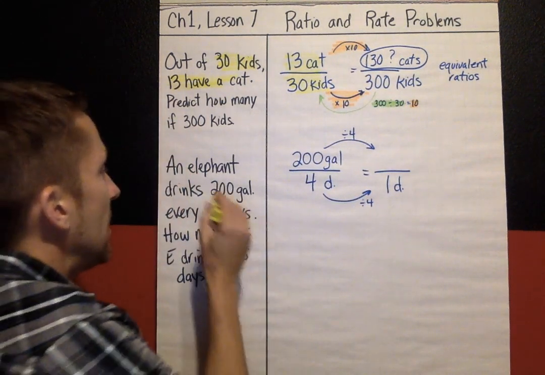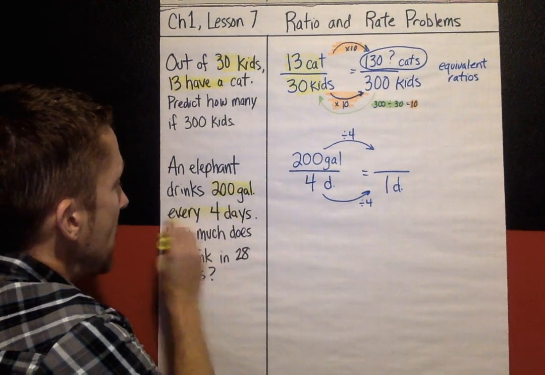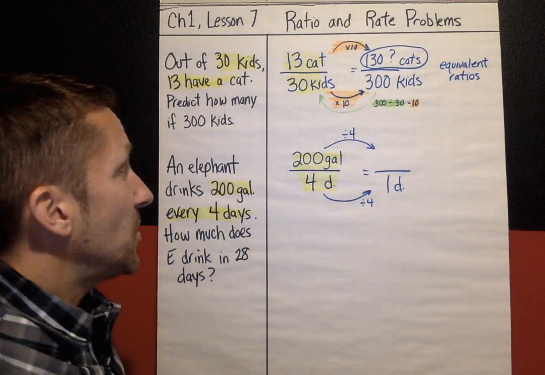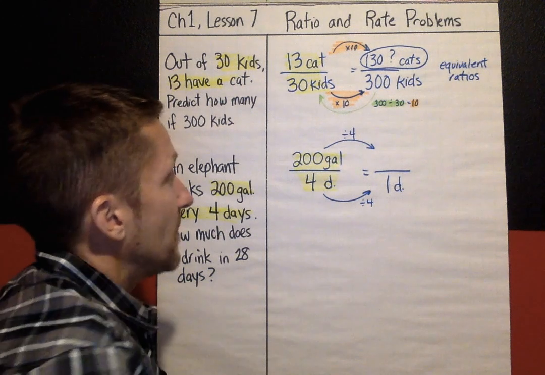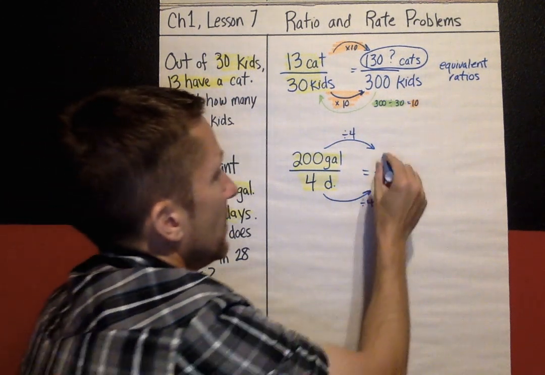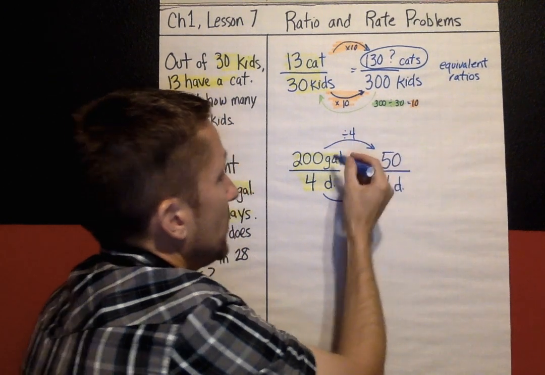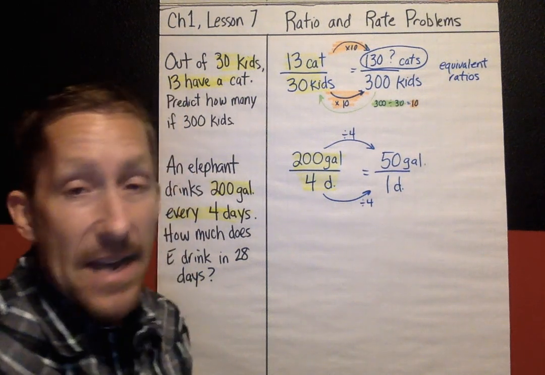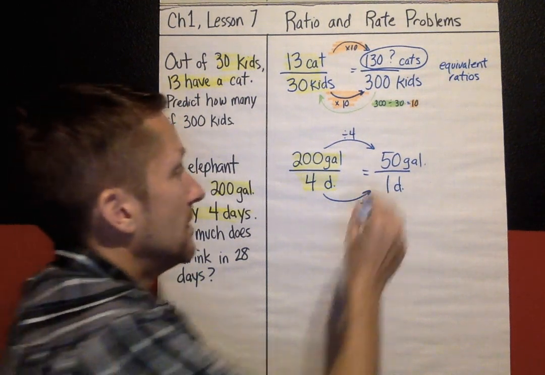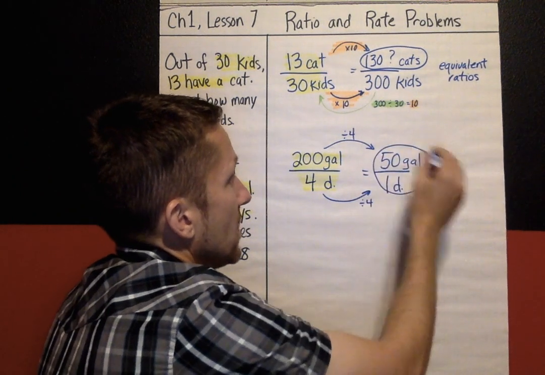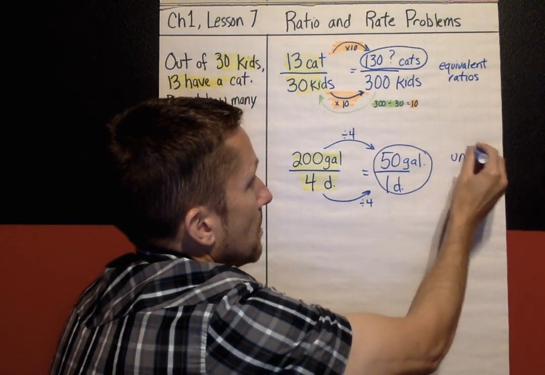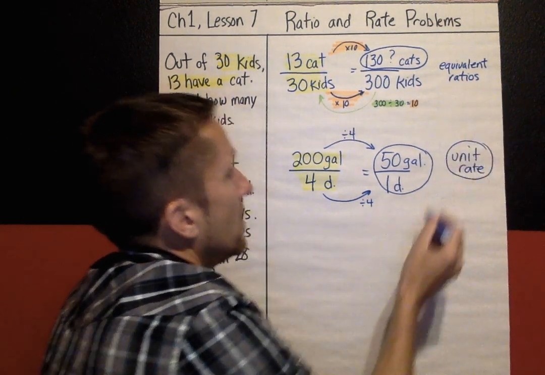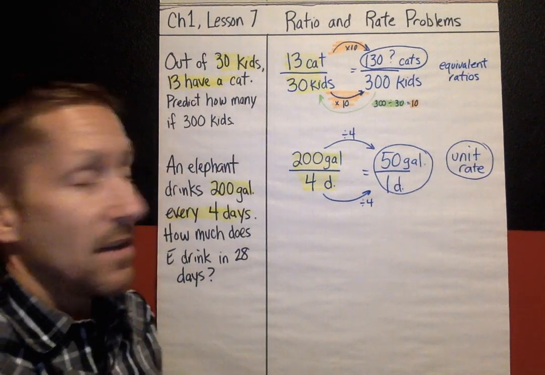Go back and just highlight my text, 200 gallons every 4 days. That is my starting ratio or rate. I'm dividing by 4 to make it into a unit rate. So now I know after I've changed it into a unit rate that the good old elephant drinks 50 gallons in 1 day. So this is now a unit rate because it is something to 1. Okay, so I'm going to circle that unit rate strategy.